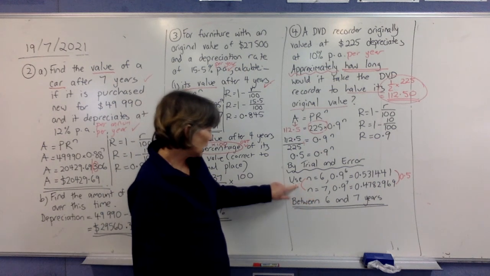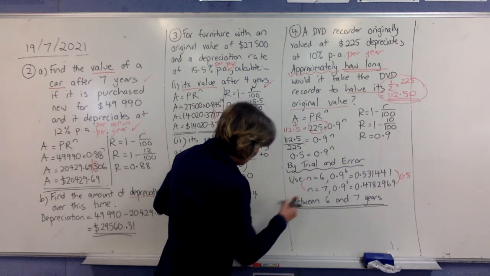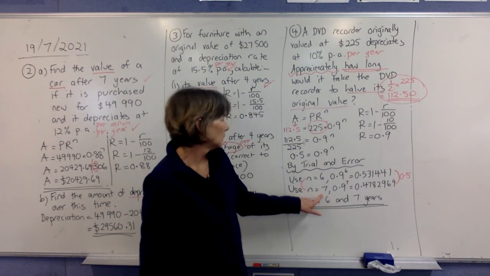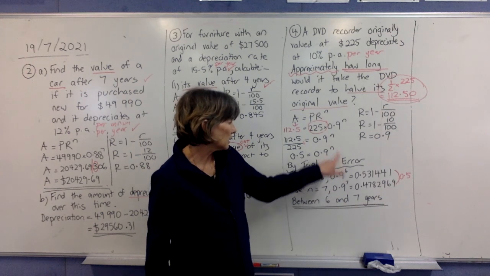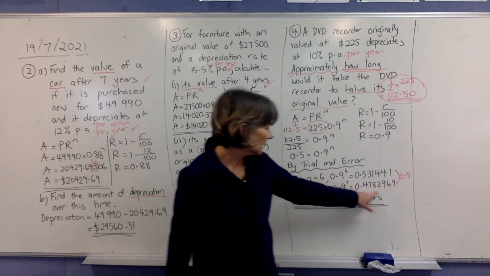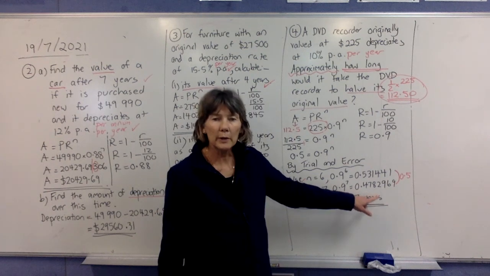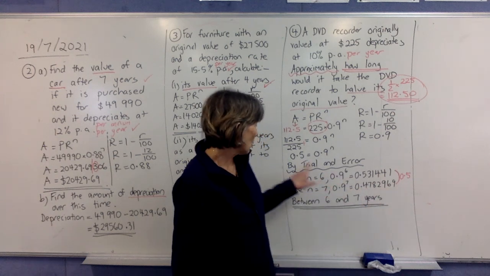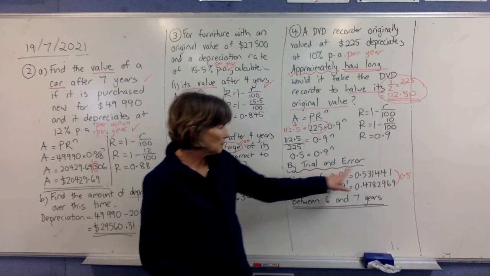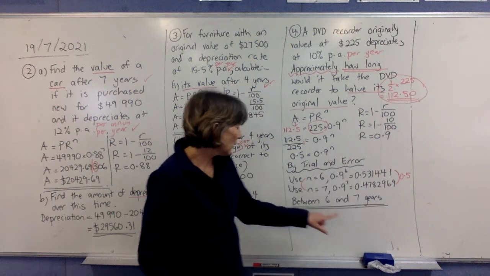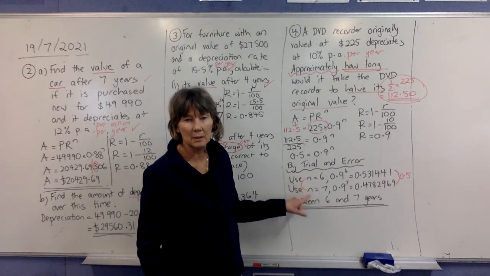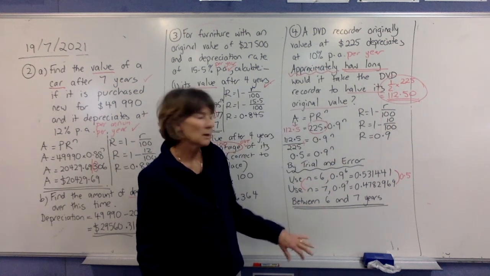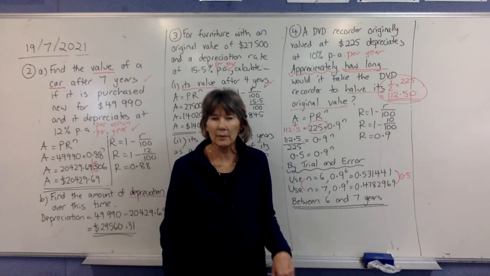So now I'm using, I'll just write this word use instead of abbreviating it. Okay, so now I'm going to use n equals 7, put that in, 0.9 to the power of 7, and see what the calculator gives me. Now, what you'll notice is that if you look at these two decimals, 0.5, which is what we actually want, is somewhere between there. So our answer is somewhere between these. So it's between 6 and 7. And this is all in years. So we say our answer is between 6 and 7 years.